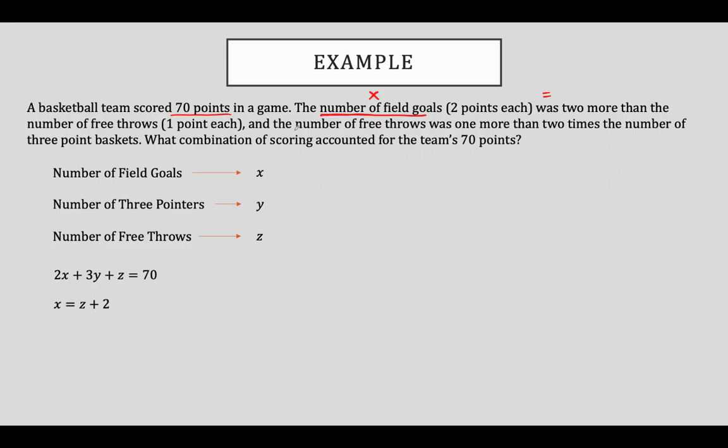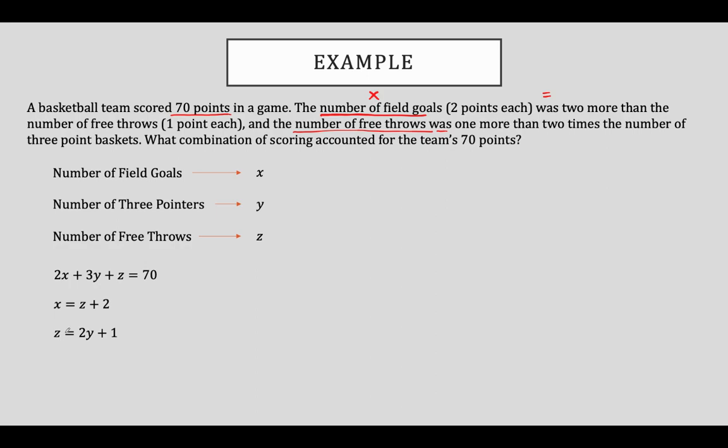And finally, let's continue to read here. The number of free throws, that's z, was translates into equals, z equals one more than two times the number of three pointers. Sorry, two times the number of three pointers, and three pointers is y. So 2 times y plus 1. z is equal to 2y plus 1. So there we have three equations and three unknowns.